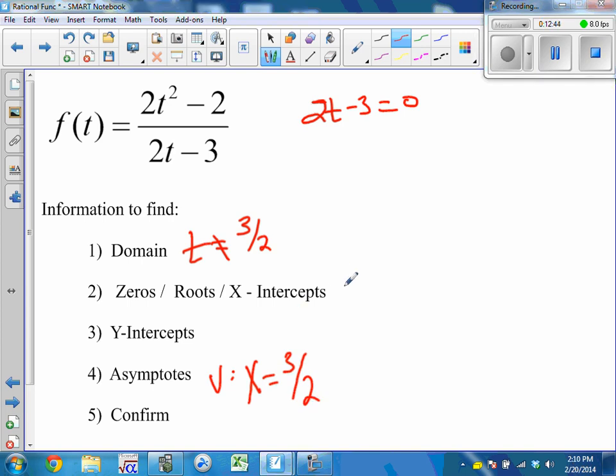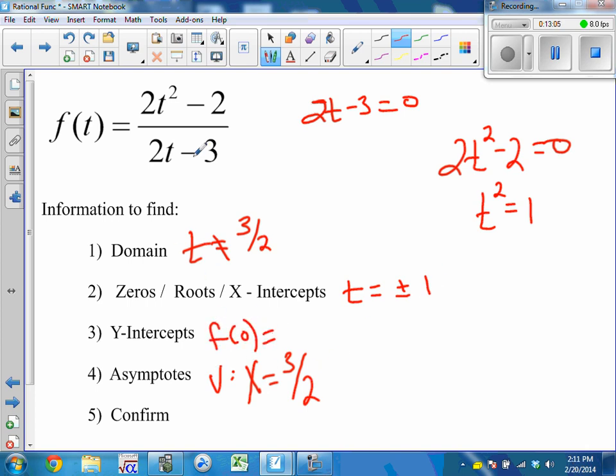Now, intercepts. Roots or x-intercepts are where the top equals 0. So 2t squared minus 2 is 0. This is going to give me t squared is 1. So my answer here is going to be plus or minus 1. And if I want to find the y-intercept, once again, make everything 0, and I get 2/3.